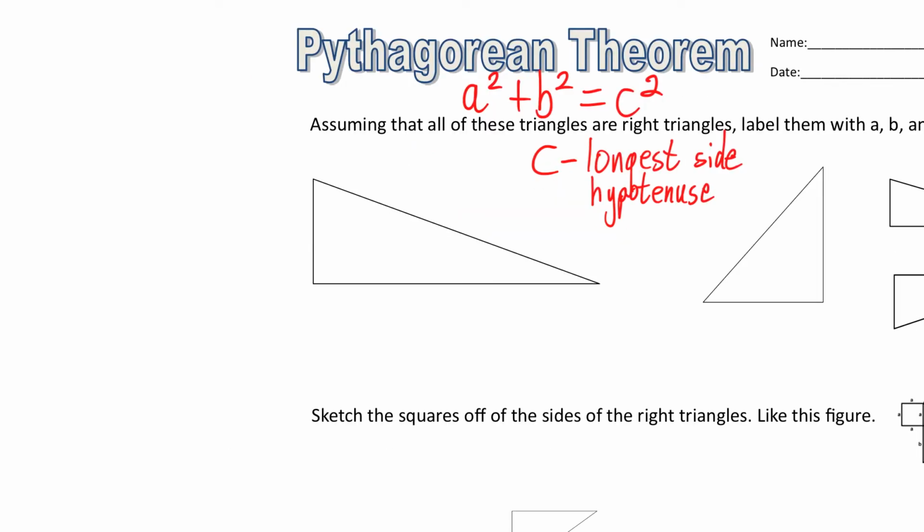On this triangle right here, I'm going to label where the right angle is. And which side is the C? Isn't it the one across from me? This one is the C. That's the longest side. So that's the C. That's the hypotenuse of the triangle. And then it doesn't matter where I put the A and the B. As long as I get the C right, we're good.